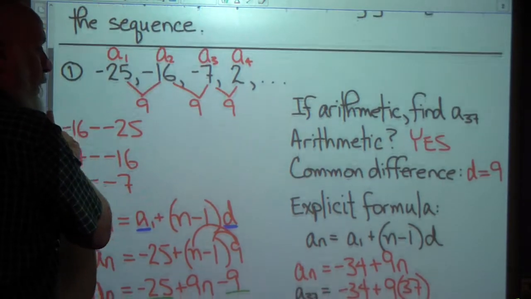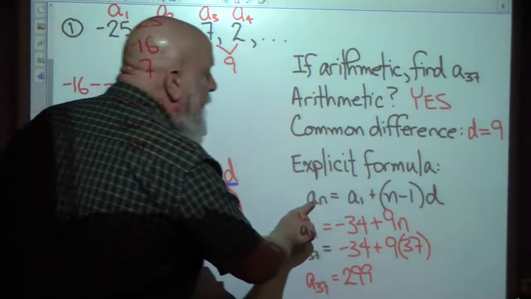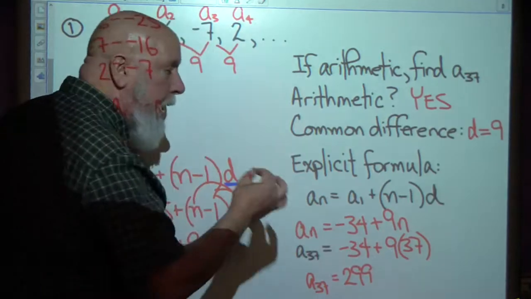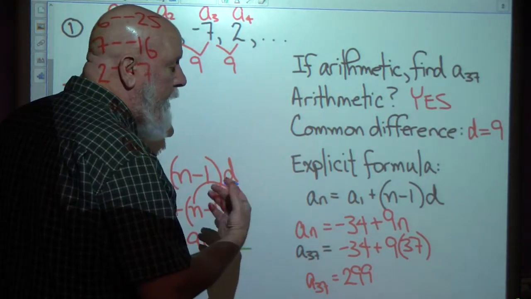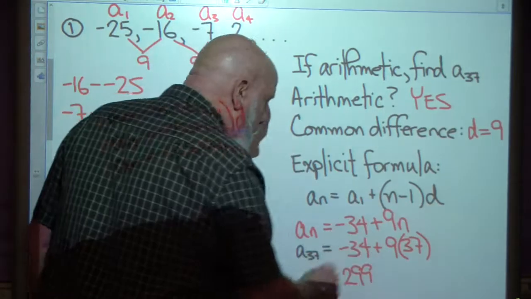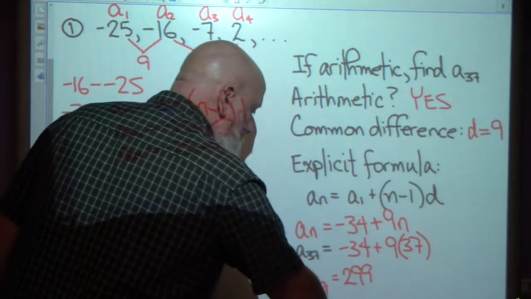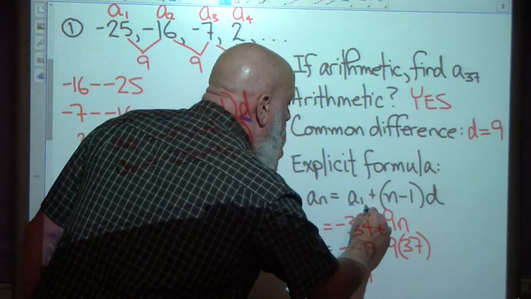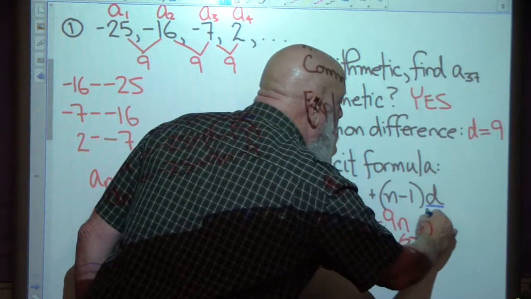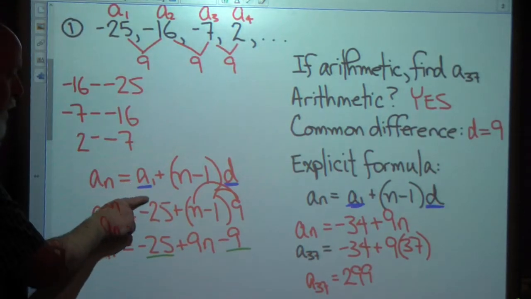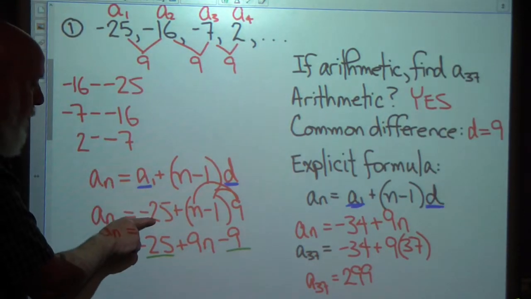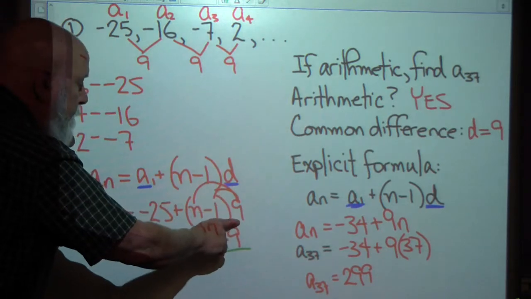Then it asks us for the explicit formula. So we take this general case right here. You need to write this down because you'll be using it throughout all the problems on today's worksheet. And we're going to make a substitution right here and right here, and then simplify. So we made the substitution here. The first term, a sub 1, is negative 25, and the common difference was 9.